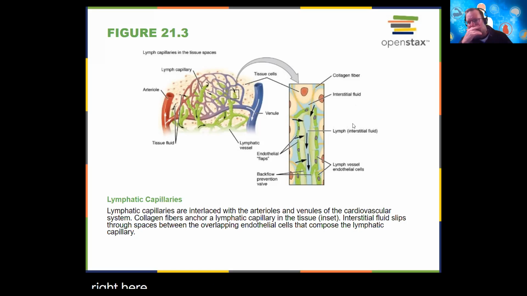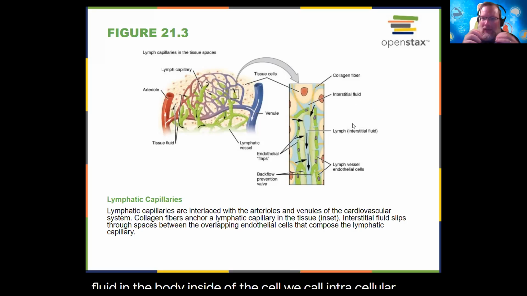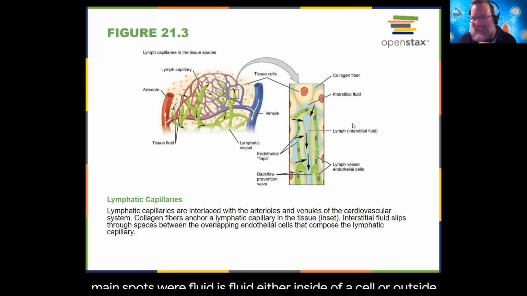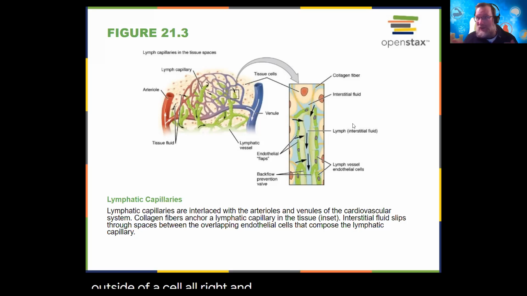So we basically have 3 major kinds of compartments of fluid in the body. Inside of the cell, we call it intracellular, and then extracellular, outside of the cell. Those are the two main spots where fluid is. Fluid's either inside of a cell or outside of a cell. And if it's outside of a cell, we call it either interstitial fluid or plasma or lymph. Those are your three extracellular fluids.